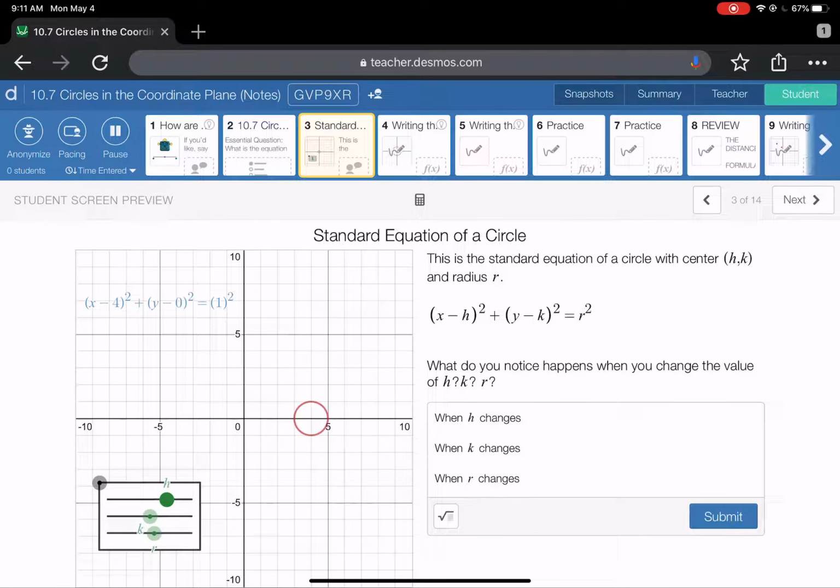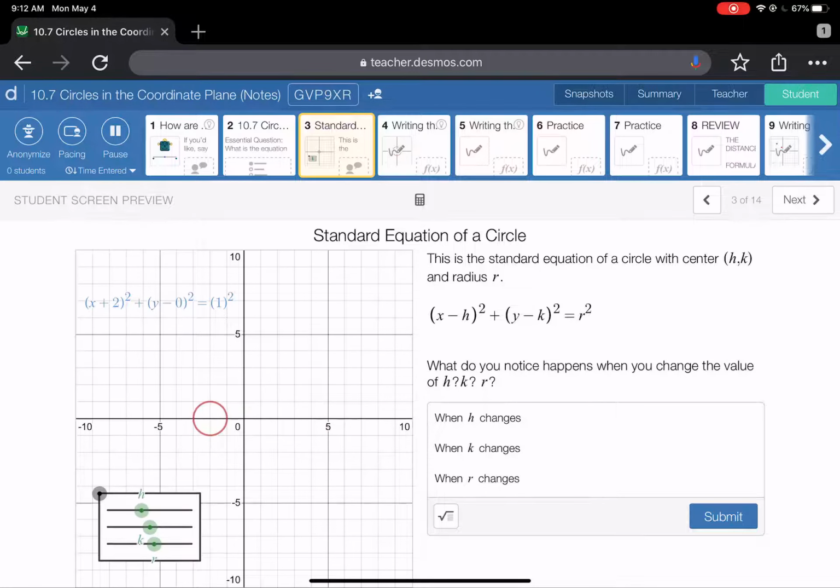If I change the value of h to a positive number, it's going to move over to the right. Check out the equation: whatever's in the parentheses with the h is what becomes with the number. So if h is 10, it moves all the way over. Notice where the center of the circle is located, because in our standard equation, h is part of the center. The center of our circle is located at x value positive 4. If you look at the center right there, it's at 4.